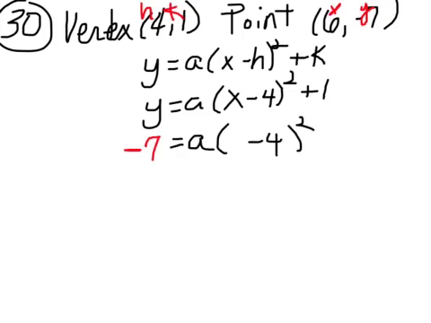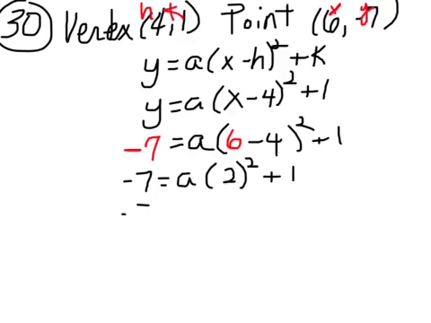We have an X that goes with that negative 7 of 6 plus 1. Okay, so that's negative 7 equals A times 2 squared plus 1? 2 squared is 4, so wouldn't that be 4A plus 1? And now you got a nice, easy little equation to solve to get your A.